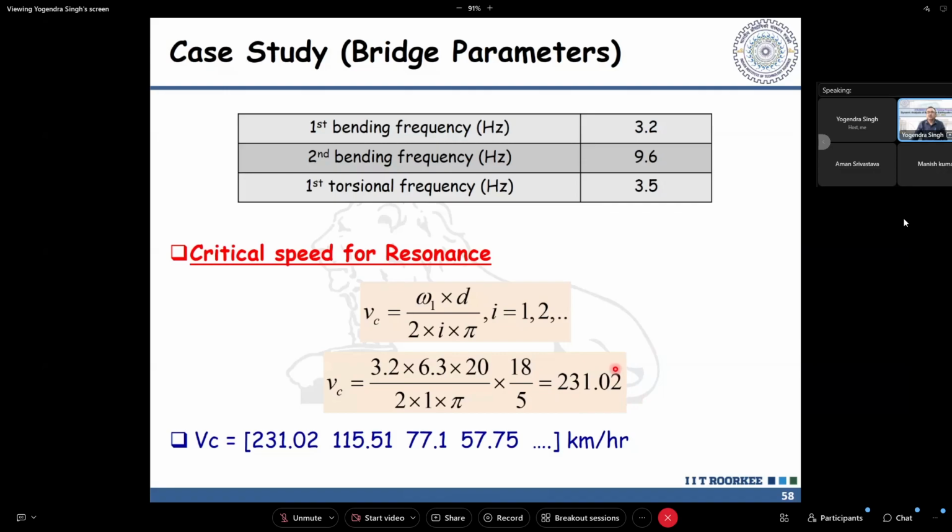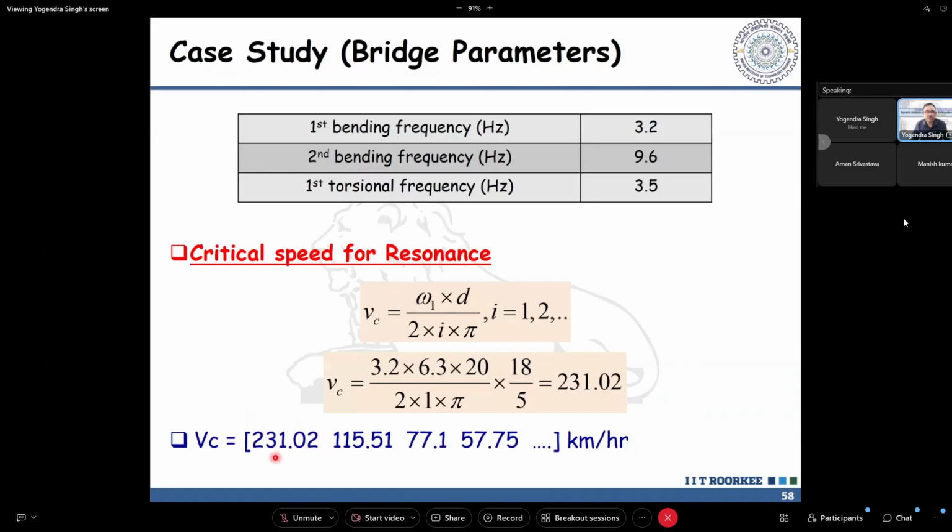That is the most critical situation where the primary frequency or the primary mode is matching with that of the forcing function, that is the moving load. Or when a higher harmonic of the moving load frequency is matching with this. So half of this, one third of this, one fourth of this. So as we go on, the fourth harmonic of this speed, when 57.5 kilometer per hour speed is there, we will have some peak in the response, although this peak will not be as large as in case of primary resonance, which will occur at 231 kilometer per hour.